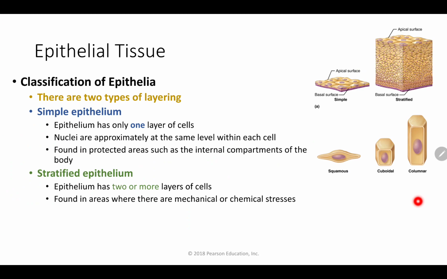And when we're looking at epithelia, we've got to classify it based on its layering and its shape. So there are 2 types of layering. There's simple, when it's only one layer of cells, and then you have stratified, which is 2 or more layers of cells. So remember the 2 different types of layering: simple, 1 layer; stratified, more layers.